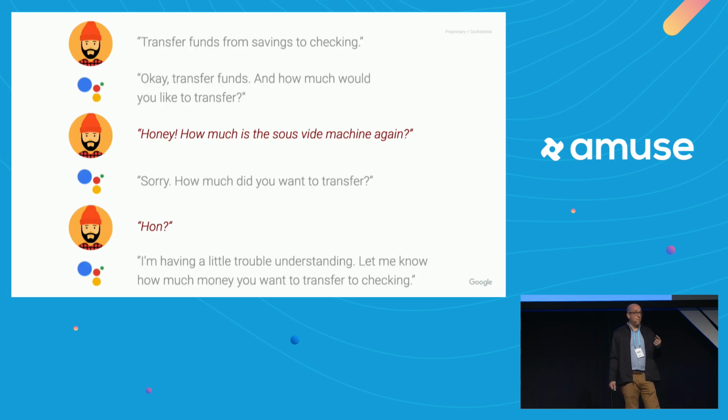But if you're talking about money and you're deeper in the conversation, then maybe it's time to increase the stakes and actually try harder to solve the problem. So in this case, you can see somebody's transferring funds, they're having a side conversation with their partner, and so the system's having trouble understanding, and it will keep trying.